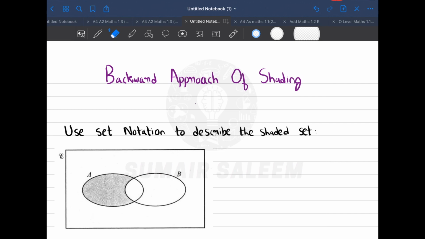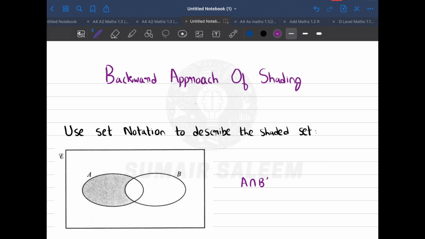So let's begin. You can clearly see in this question A is shaded and B is not shaded. And the part of A that's in B, that's also not shaded. So if I use my brain, I think my answer should be A intersection B complement. So that's what I've observed.